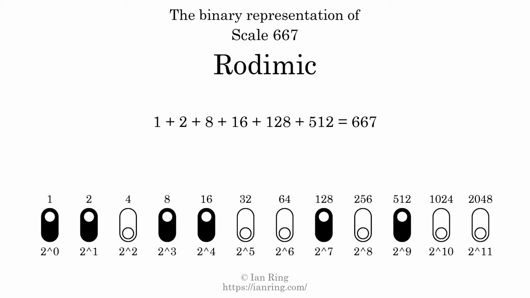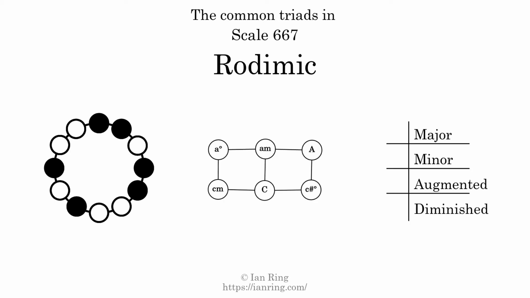The scale number not only enumerates the scale with a unique index, but it also literally describes the tonal content of the scale. Represented as a binary number in base 2, the scale number is 001010001111. Here are the common triads present in this scale.